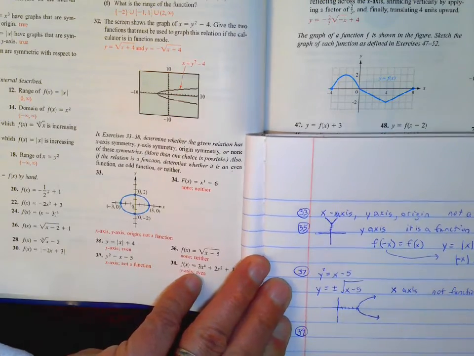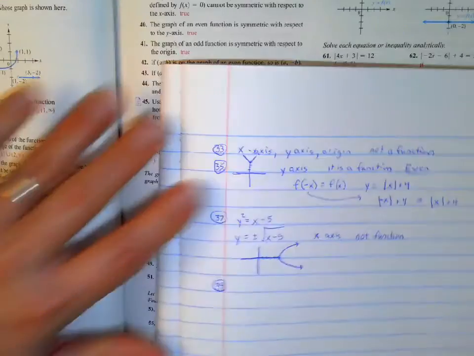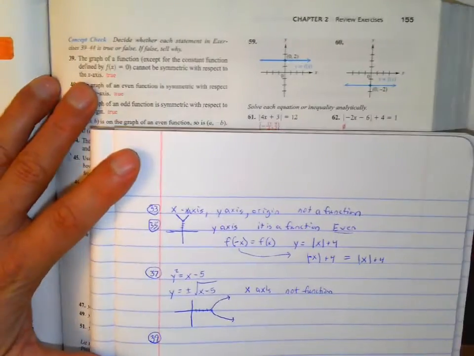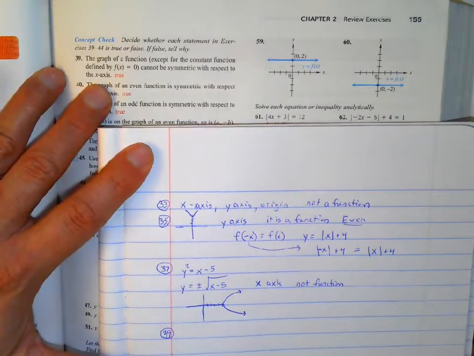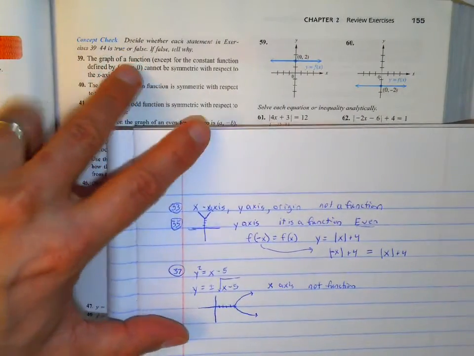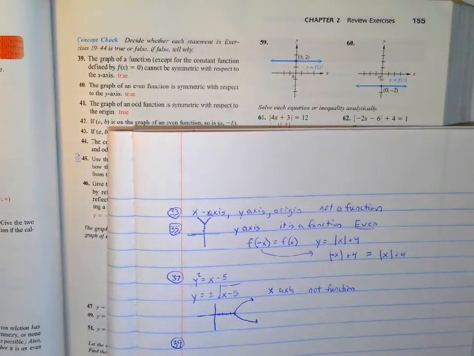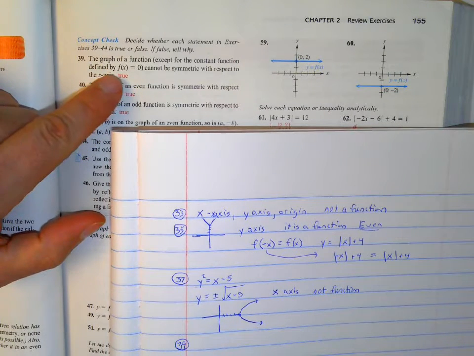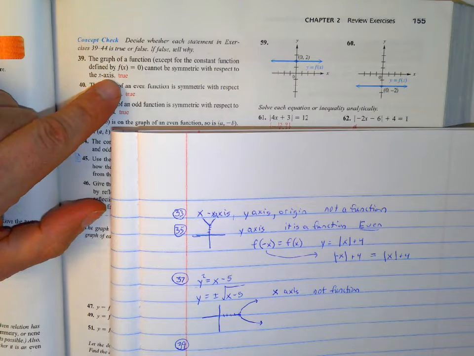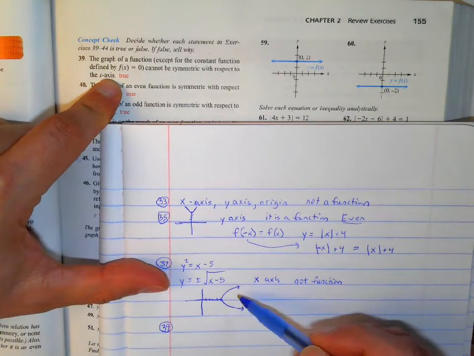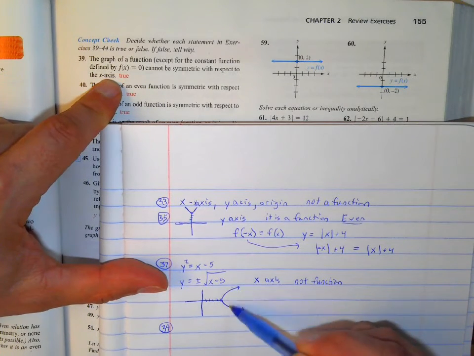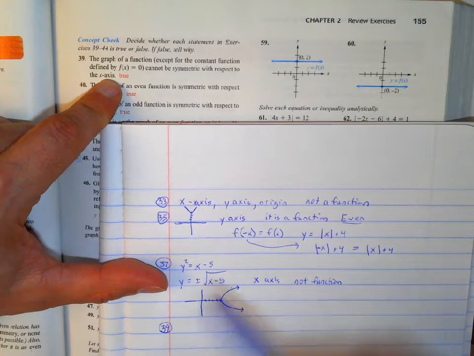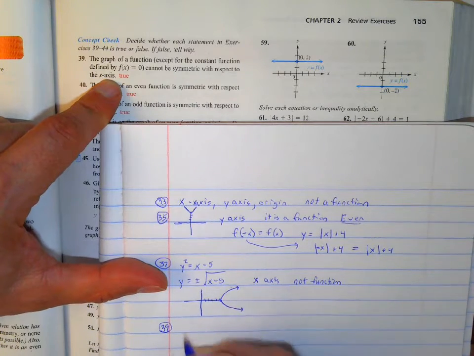Okay, number 39. The graph of a function. Okay, decide whether it's true or false. Okay, graph of a function, except for a constant function, cannot be symmetric with respect to the x-axis. Okay, just like this last example, if it's symmetric with the x-axis, then it's not going to pass the vertical line test, so that's true.